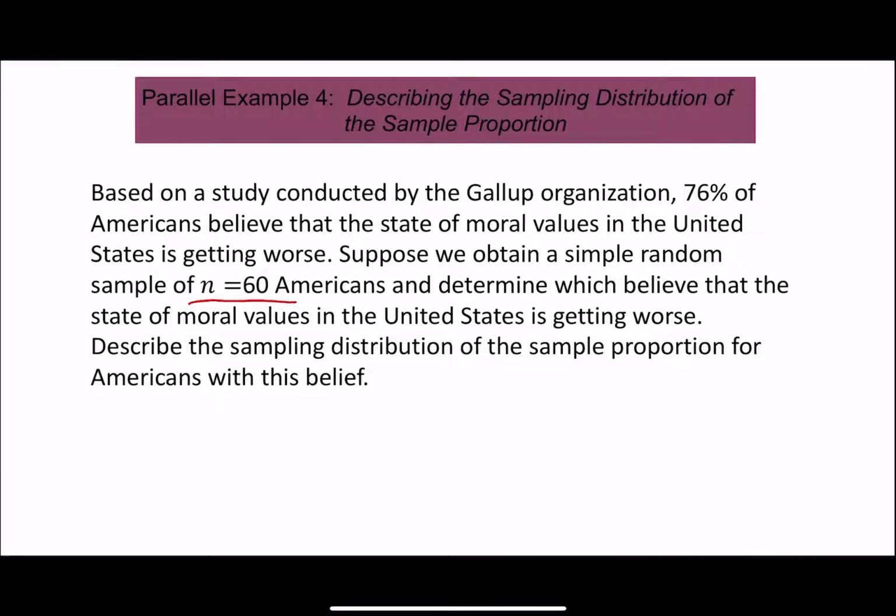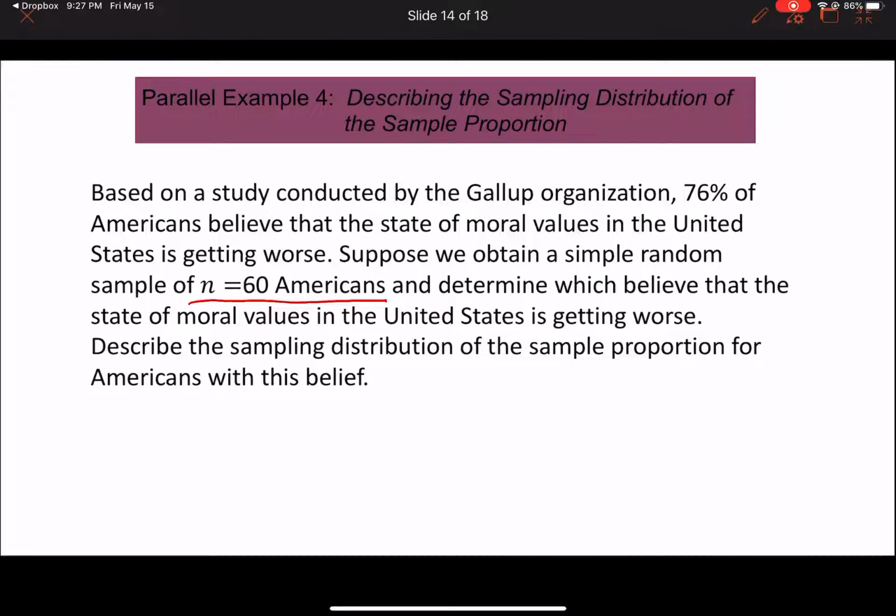So if n equals 60 Americans and we determine which believe that the state of moral values in the United States is getting worse, describe the sampling distribution of the sample proportion for the Americans with this belief. So first, is it less than 5% of the population? Is it normally distributed? Find the mean, and find the standard deviation. So go ahead and pause and find all of those things, and then come back and we will talk about it.